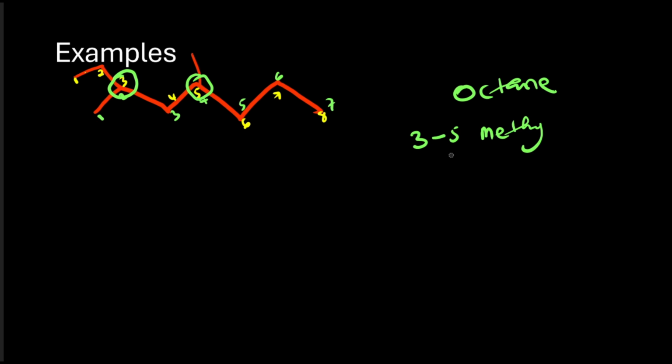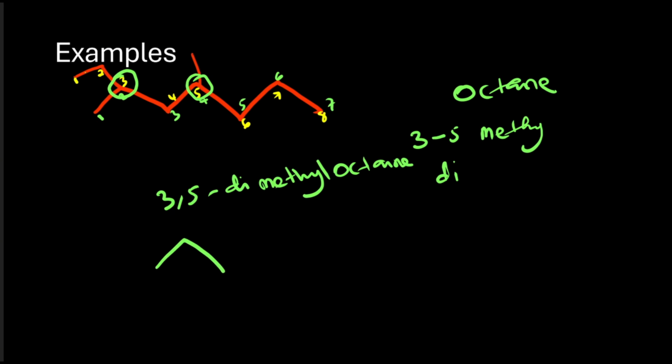And then the rule says if the same substituent occurs twice, we use the prefix di to indicate the same substituent occurs twice on the chain. So in the naming of this particular alkane, we have 3, 5 dimethyl octane as our alkane.